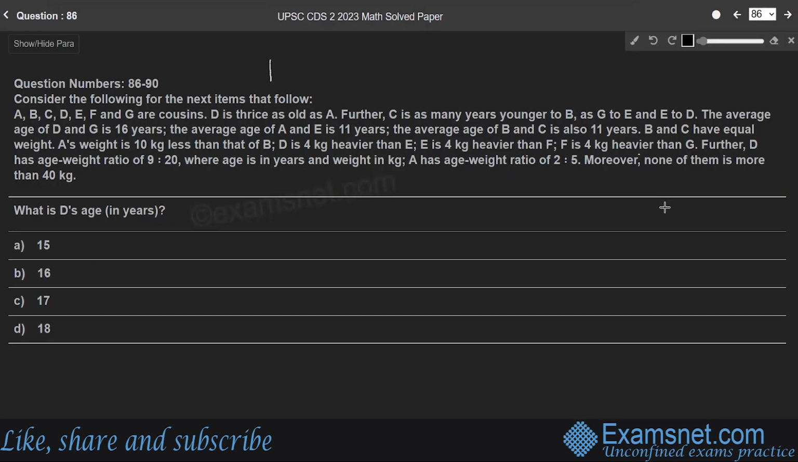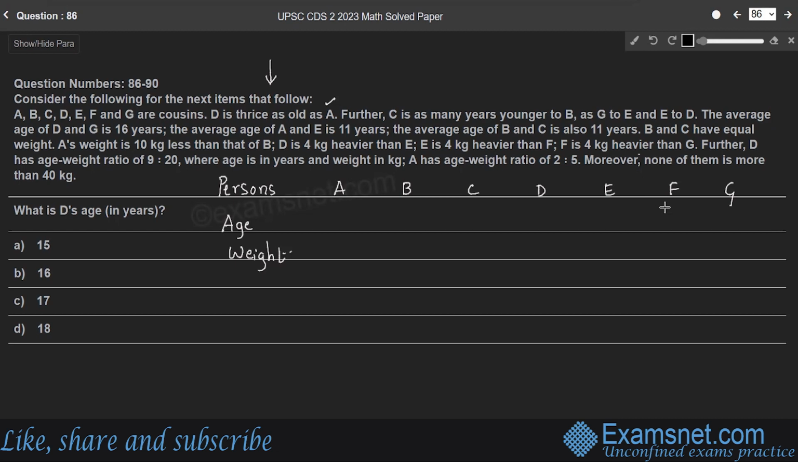Students, questions from 86 to 90 are based on the below information. A, B, C, D, E, F and G are cousins. D is thrice as old as A. So students, for better understanding of this, we'll make a table. We'll consider all 7 persons here, A to G, and their age and weight.